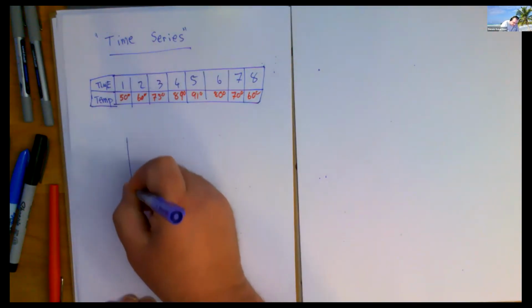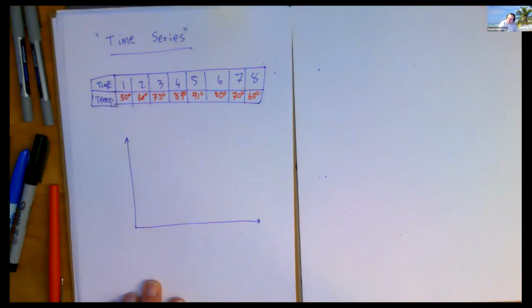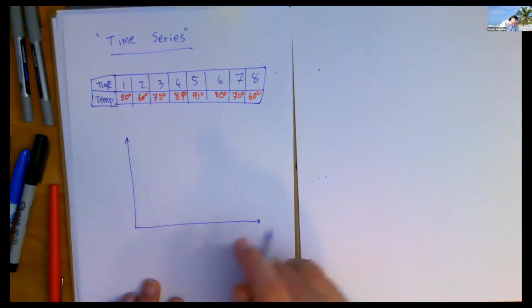So to create these guys, you have your pretty basic X and Y axis. Along here, you do time.